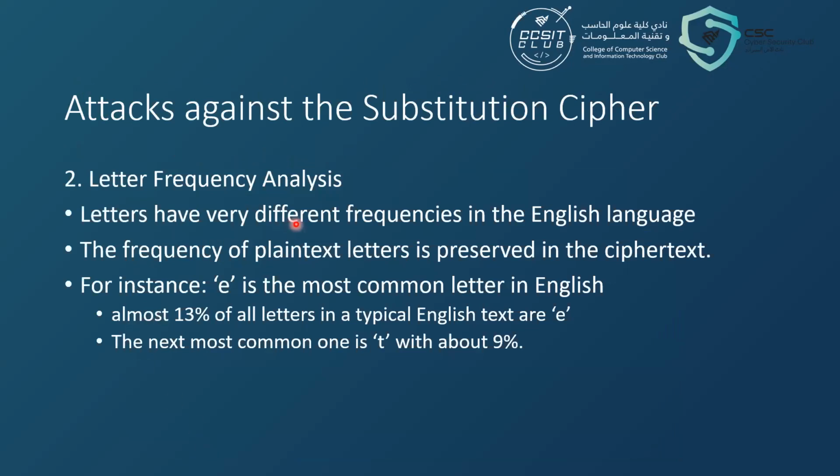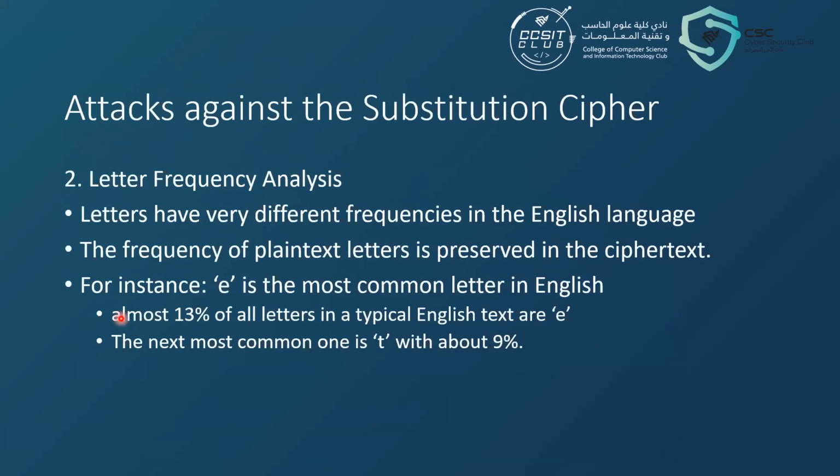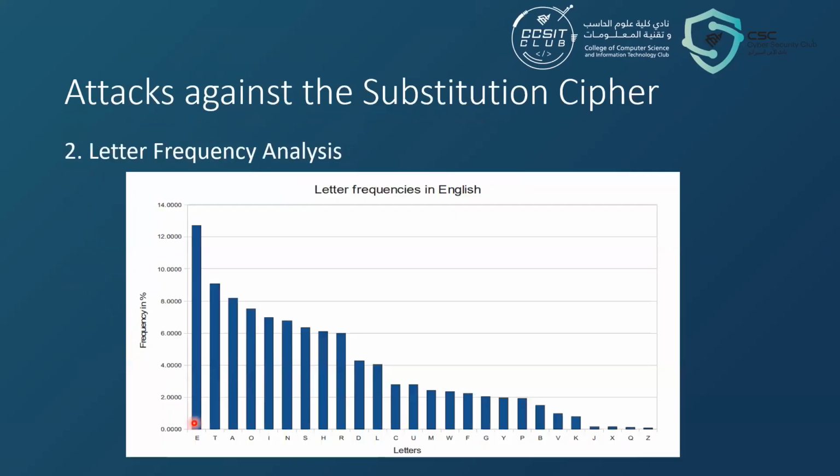So letters have different frequencies in the English language, and the frequency of plain text letters is preserved in the ciphertext. This is why it works, because if you see the letter K a lot in the ciphertext, this also means that the letter A will appear a lot in the plain text. It still holds. For instance, E, as you can see here, is the most common letter in any English text, followed by T. And then you have here some letters that are very infrequent.